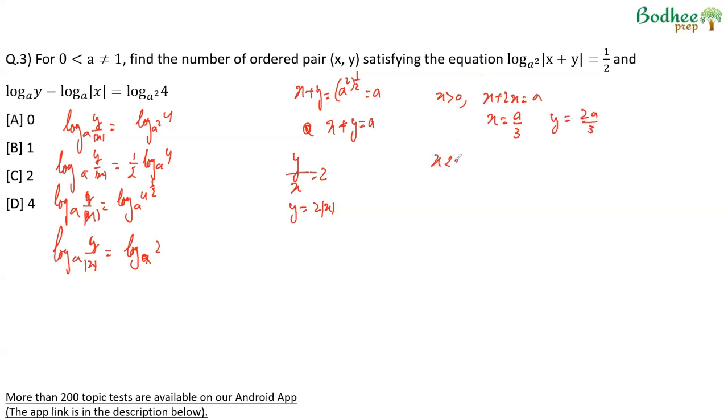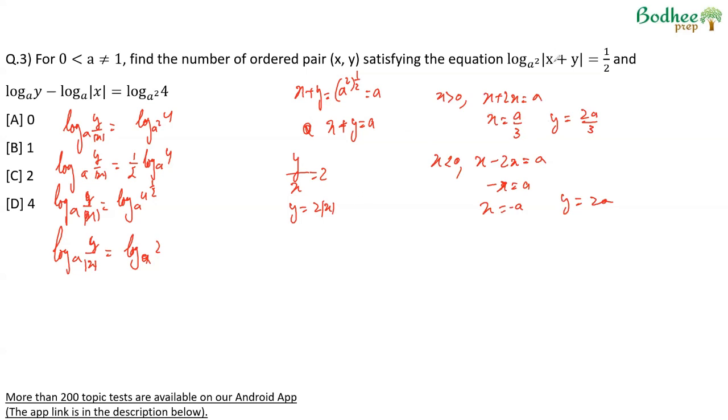When x is less than 0, we'll have x minus, this will open as minus x. So x minus 2x will be equal to a, in which case minus x is equal to a, or x will be equal to minus a. x will be equal to minus a and y will be equal to 2a. Minus of mod x will give a, and therefore y is 2a.